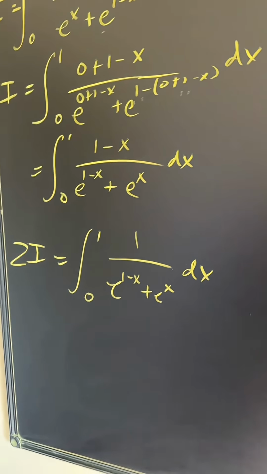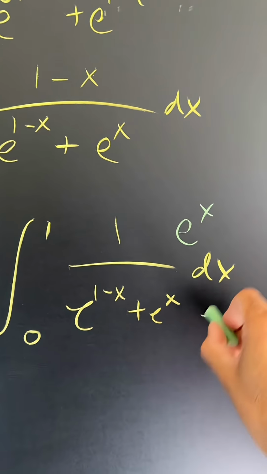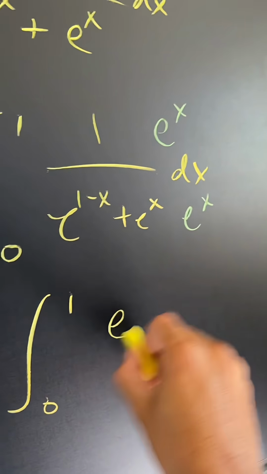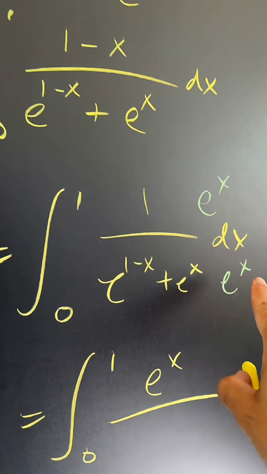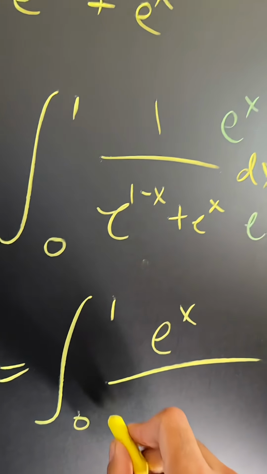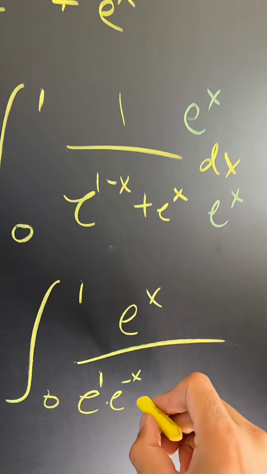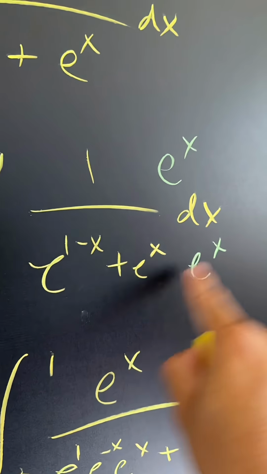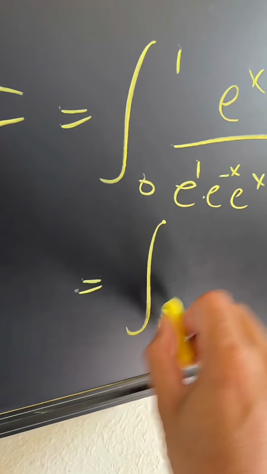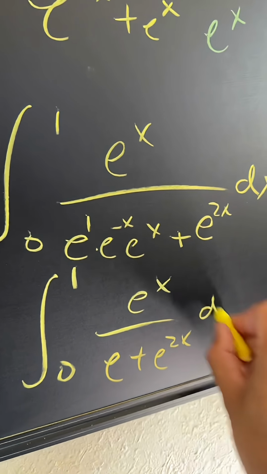And now let's go ahead and start simplifying this by multiplying the top and bottom by e to the x. So we're gonna have 2I equals the integral from 0 to 1. On the top, we have e to the x over, and if we distribute this e to the x to this one, watch what's gonna happen. This is e to the 1 times e to the negative x, and then we're going to multiply by e to the x, so we have e to the x plus, and then e to the x times e to the x is going to be e to the 2x with respect to x, giving us an integral from 0 to 1 of e to the x over e plus e to the 2x with respect to x.